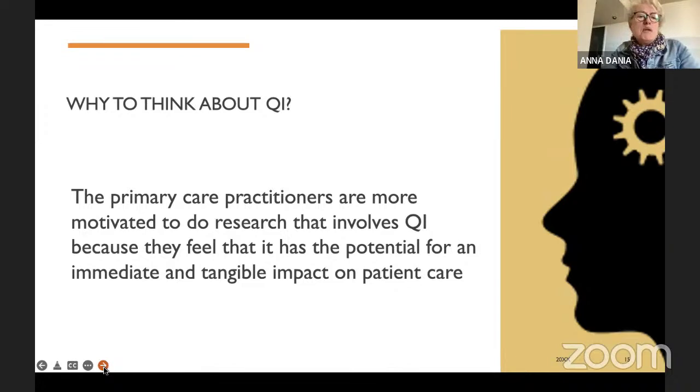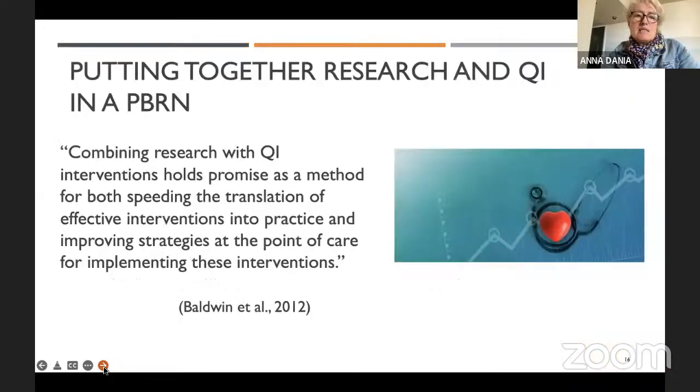When I'm thinking about PBRNs, but also when I'm thinking about research in primary care settings, I strongly encourage you to think of research that involves quality improvement. That means quality improvement of healthcare. The reason is that primary care practitioners will be more willing to collaborate with you on a research topic if it involves quality improvement, because they feel that it has potential for immediate and tangible impact on patient care, which is not so visible when you talk to them about a single research.